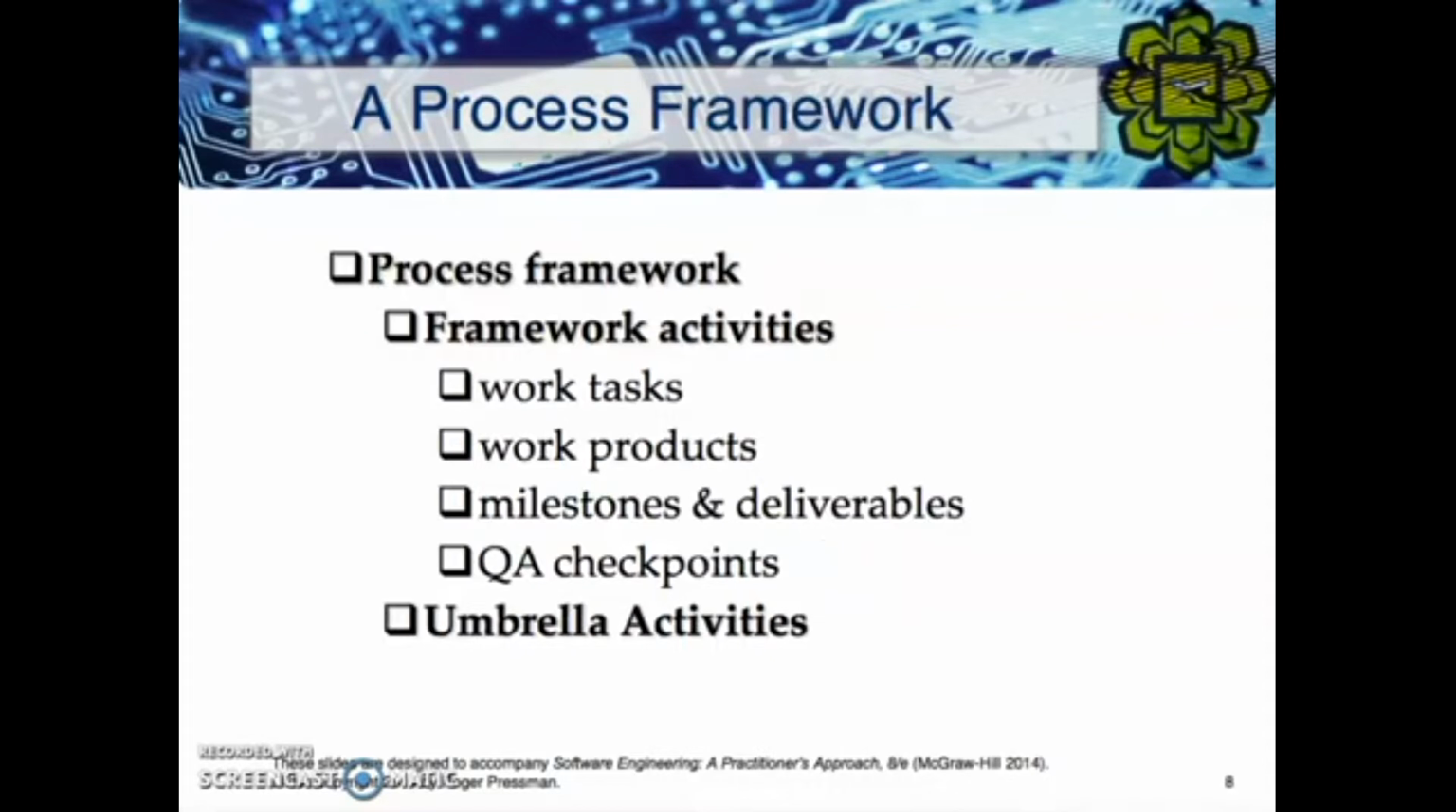Now, right, let's have a look at the process framework. Okay, so in defining the process framework, there are two things here. First of all, we have to understand what the framework activities are, and then what the umbrella activities are in the process framework. So under the framework activities, there should be the tasks, the work tasks. There must be the work products. There must be the milestones and deliverables, and also the quality assurance checkpoints to determine the quality level of the product.